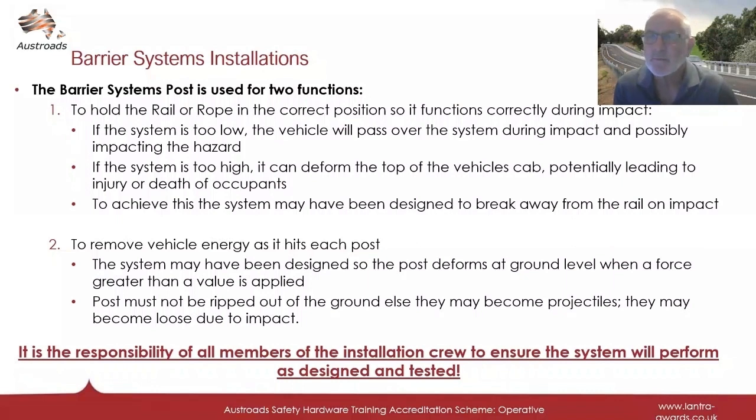To achieve this, the system may have been designed to break away from the rail on impact. To remove vehicle energy as it hits each post, the system may have been designed so the post deforms at ground level when a force greater than a set value is applied. Posts must not be ripped out of the ground, else they become projectiles, or may become loose due to impact.